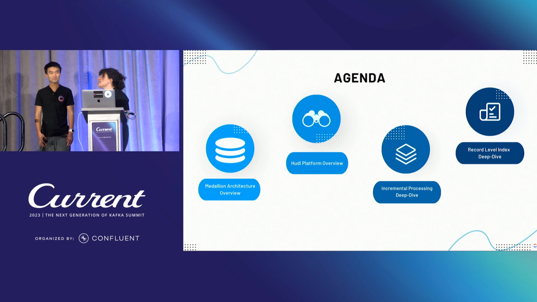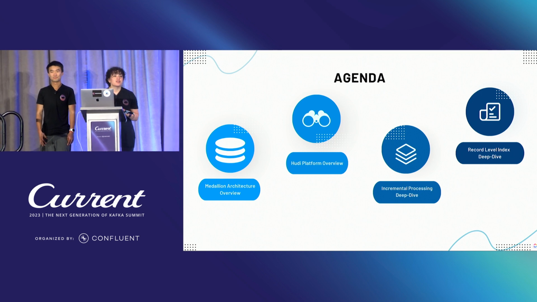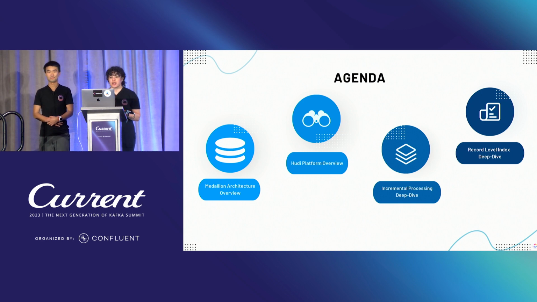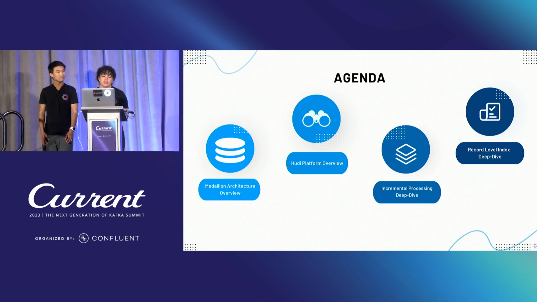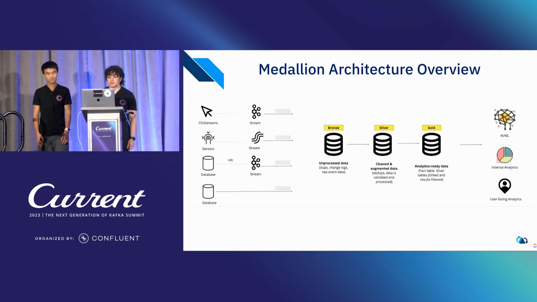So for the agenda today, we'll have an overview of the Medallion architecture and the Apache Hudi platform. Next, we'll cover the incremental framework with the CDC feature and how you can achieve fast updates and merges with the record level index. Finally, we'll do a walkthrough on how you can build a customer 360 app, harnessing the incremental processing framework with the record level index in Apache Hudi. So without further ado, let's get started with the Medallion architecture.